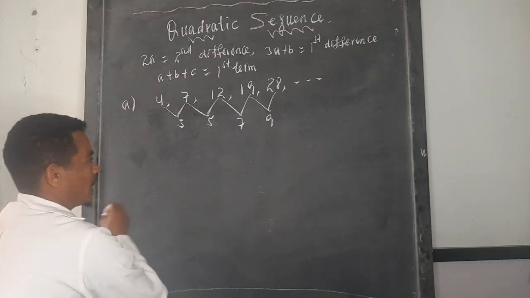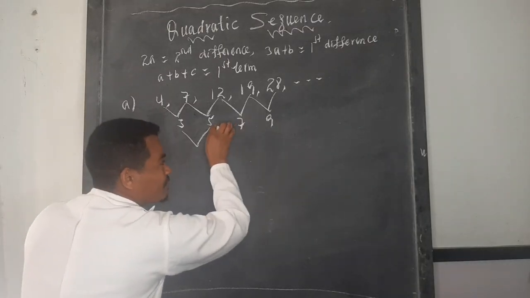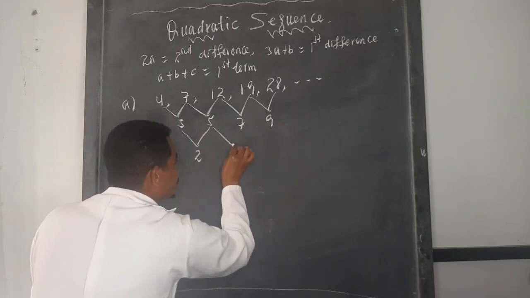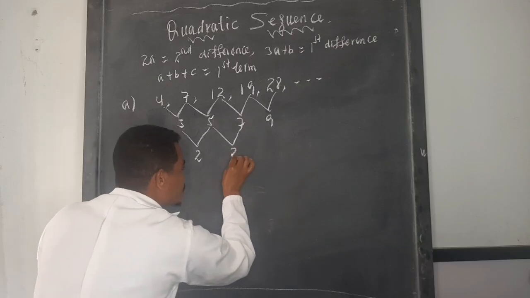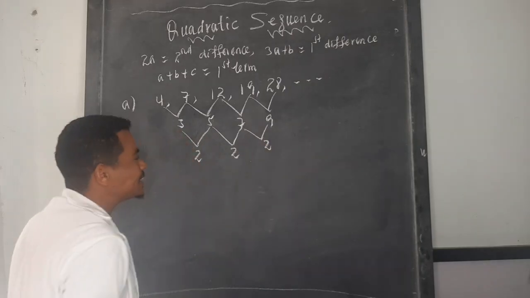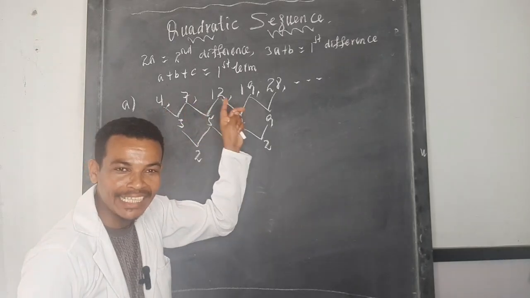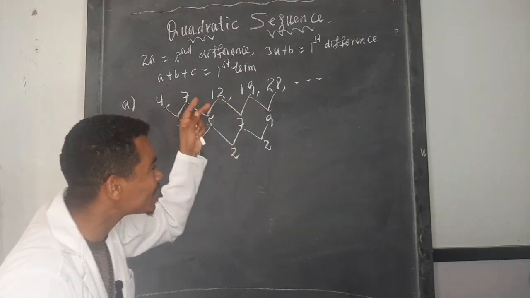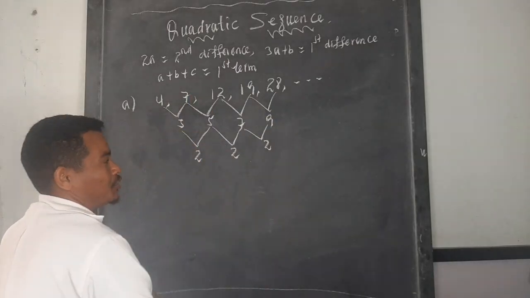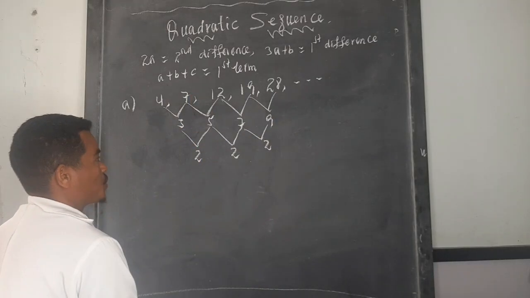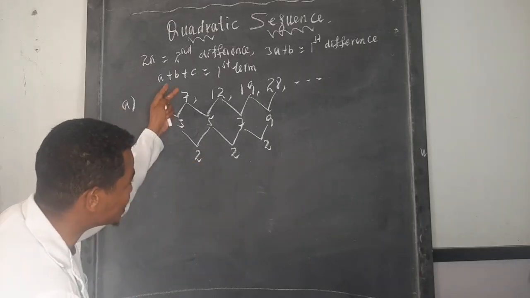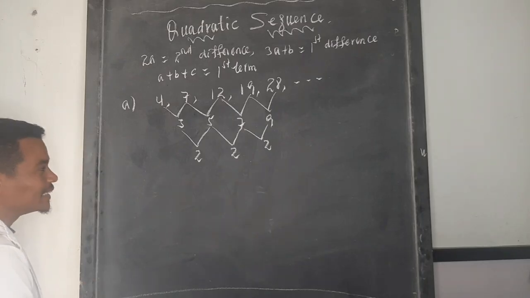Okay, so let's continue again. From the first differences, 5 minus 3 is 2, 7 minus 5 is 2, and 9 minus 7 is 2. This sequence is a quadratic sequence because we get a constant difference on the second differences. So the second difference is constant. For that reason, this sequence is a quadratic sequence.